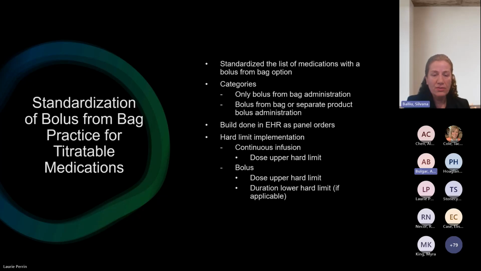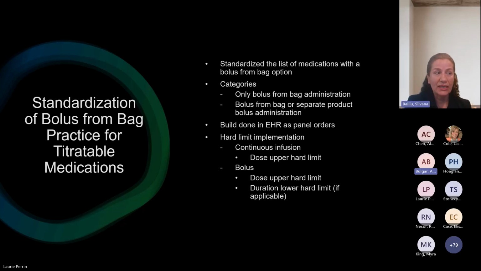So how and why we started this? Often the bolus dose was not documented, and when we discussed it further with our providers, their feedback was that it was challenging for them to find the orders in the EHR. Based on that feedback, we created the order panels to facilitate the order entries and documentation for both the bolus dose and the continuous infusion by keeping them together.